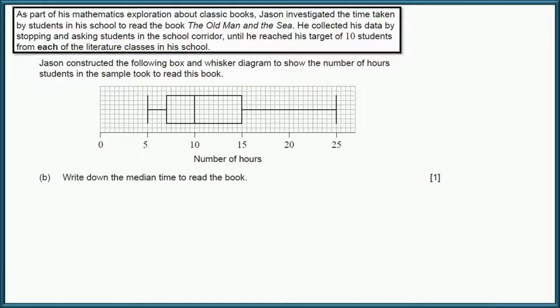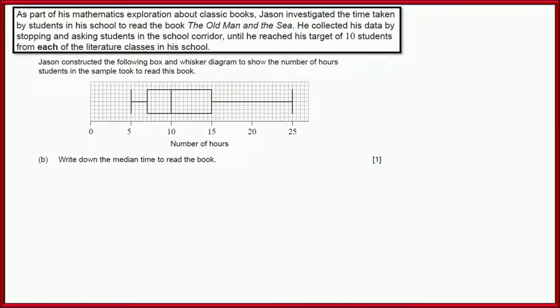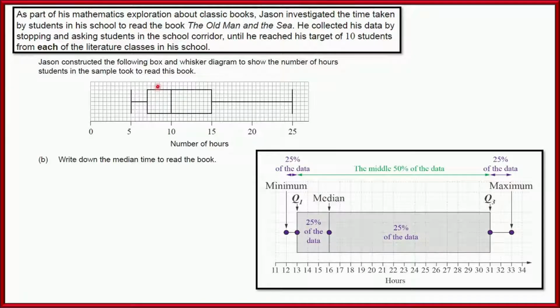Now, part B. Write down the median value or the median time to read the book. So it says Jason constructed the following box and whisker diagram to show the number of hours the students in the sample took to read his book. And I just violated my rule saying to read this before you read the question. Man, I just didn't see it up there. But make sure you read it first. All right. Now, interquartile range and box and whisker plots, they work like this. The line you see right here is the median. That's the second quartile.